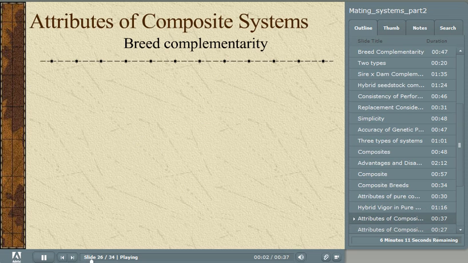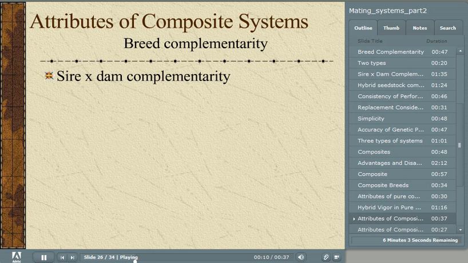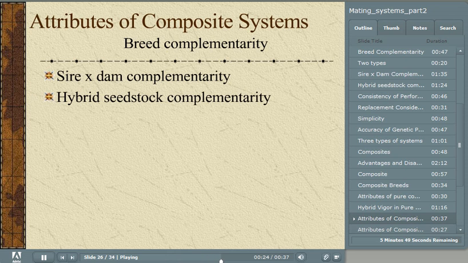Now, there are some other attributes of composite systems, and one of those is breed complementarity. Typically in a pure composite, there isn't much opportunity for the sire by dam complementarity that we often see in some mating systems. But I guess you could use a terminal type sire mated on a maternal type composite and see that complementarity in the offspring. What we see a lot of is actually hybrid seed stock complementarity in composites, and that's taken advantage of when the composites are originally formed by the group that is forming them.